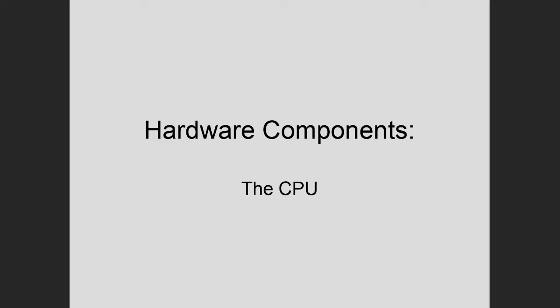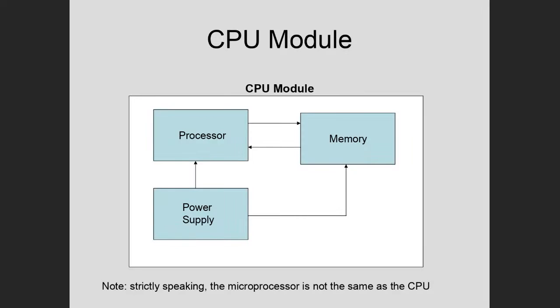So we talked about the central processing unit in the original diagram that I showed you. They refer to this as the controller. The three main parts of the CPU: there's a power supply for the CPU. There is a processor that's also called a microprocessor. And then there's memory.